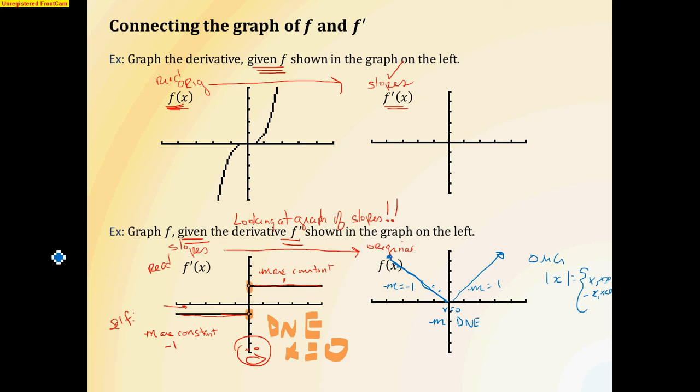And that's what this graph says. Slopes to the left are -1. Slopes to the right are constantly +1. Slope at 0 does not exist. Calculus is really cool. Yay!